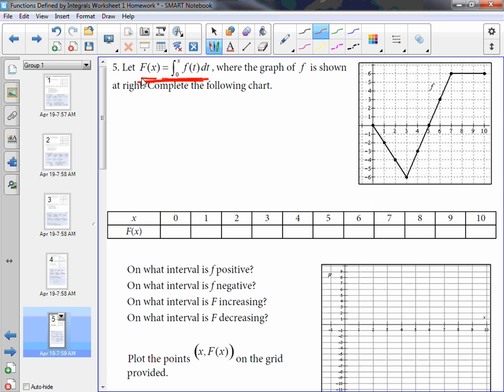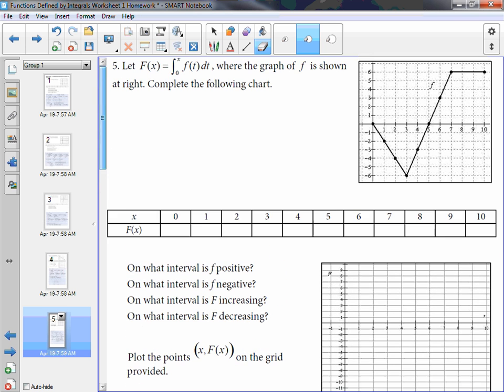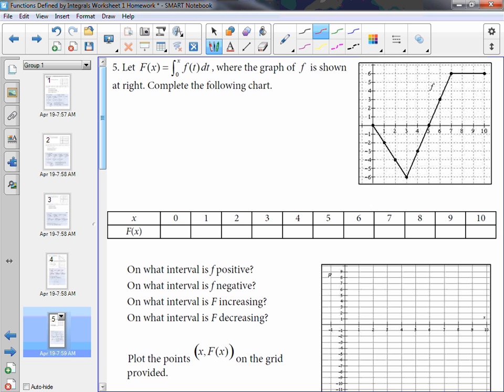This worksheet's not really, okay? But when you see that exact same thing further on down the road, that's what it's telling you. So keep that in mind. All right, so the graph of little f is shown at the right. So we got that. Now we need to fill in our chart. Okay? So first, they want x to be 0. Well, look, if I've got an integral from 0 to 0, there's nothing there. So there's no area, right?